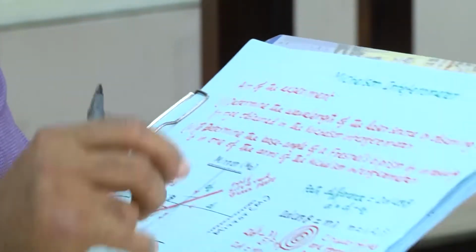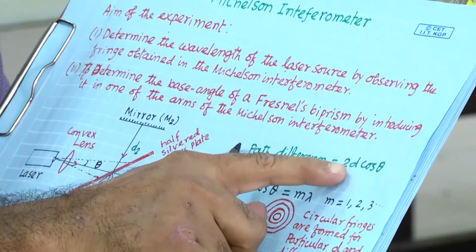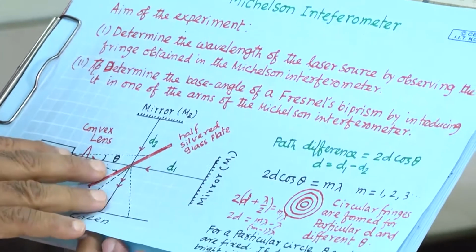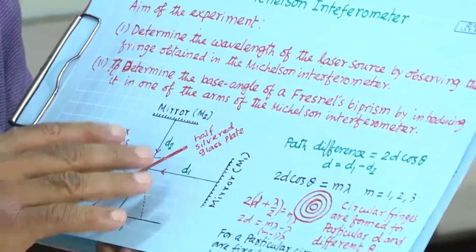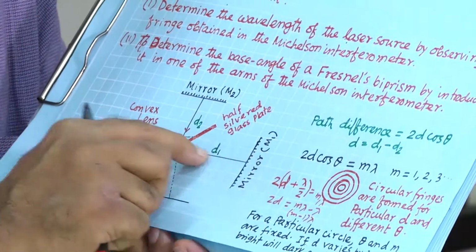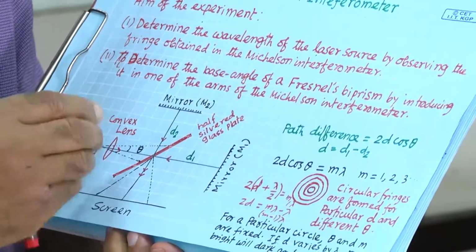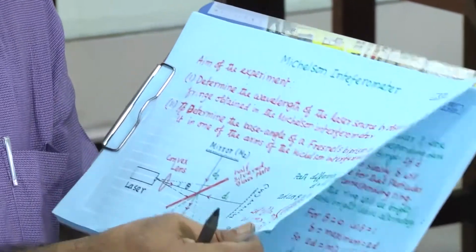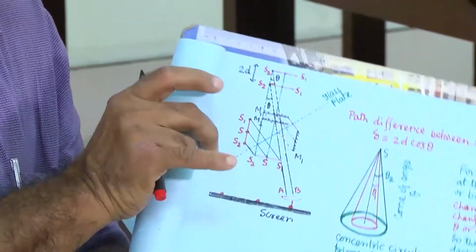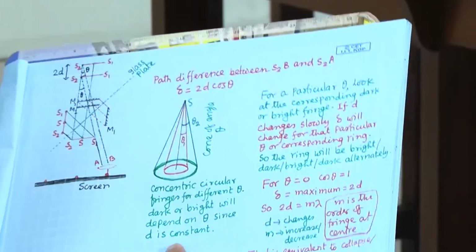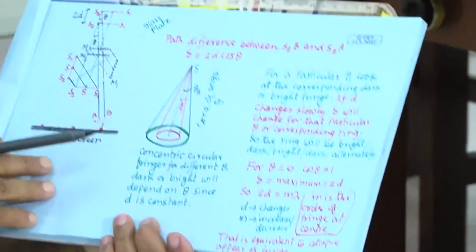So here I told that this path difference is equal to 2d cos theta. From here it is not very clear how it is 2d cos theta. It is 2d, that is clear from this when theta equals 0. For other theta, how it is 2d cos theta is not clear. So, to understand that one, you have to see this diagram. So, that is basically what happens.